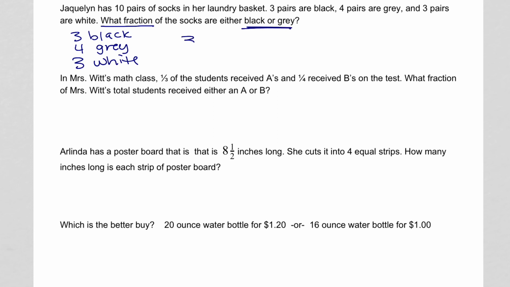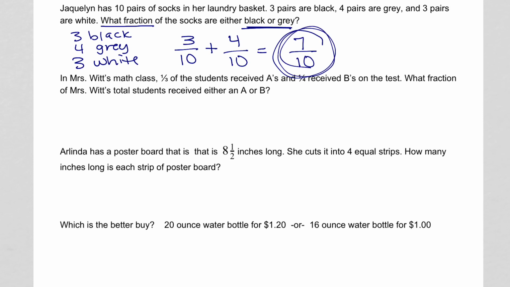Well, black, I've got 3 out of the 10 of them. And I can also have if they're gray, and that's 4 out of the 10 of them. So I just want to add those together to see the total. Well, 3 plus 4 is 7 pieces of 10, or 7 out of 10. I can just leave it just like that. They had a common denominator, so I was indeed allowed to add them just as they were.